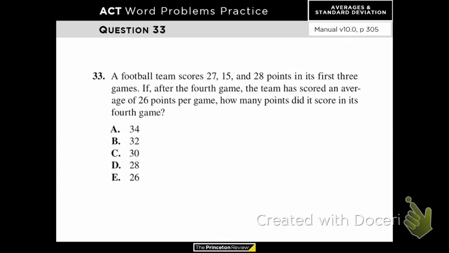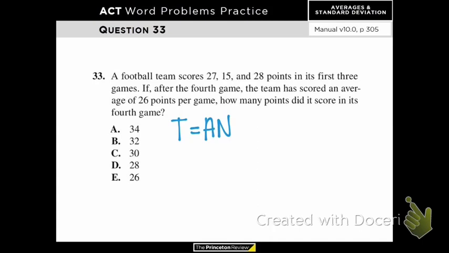A football team scores 27, 15, and 28 points in its first 3 games. If, after the 4th game, the team has scored an average of 26 points per game, how many points did it score in its fourth game? Okay, again, using that equation, total is equal to the average times the number.